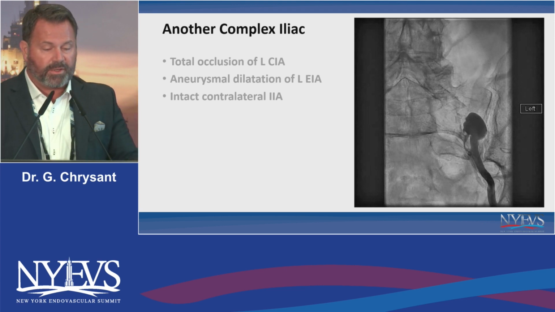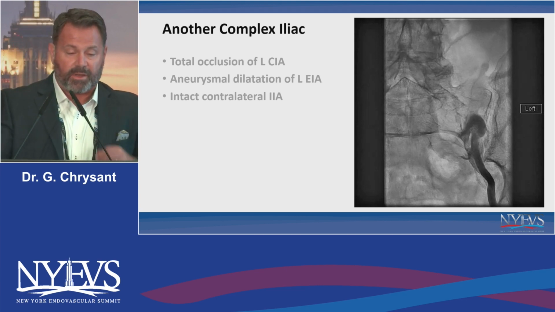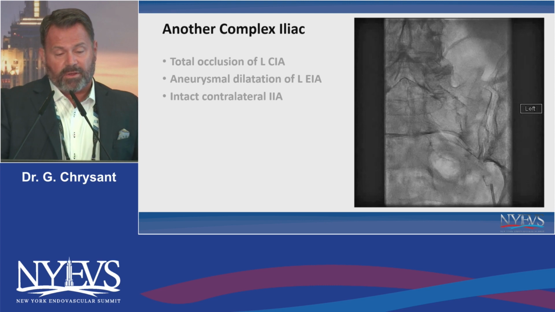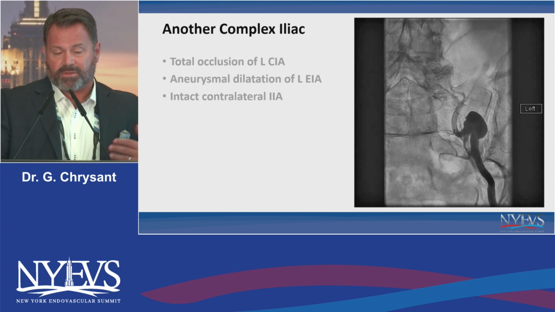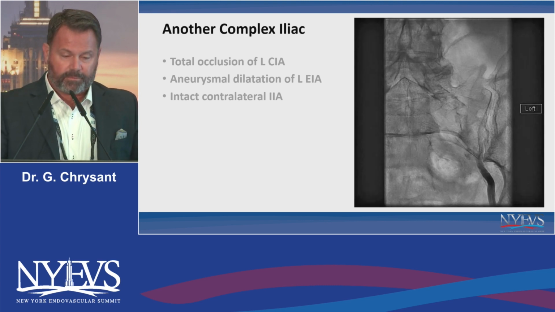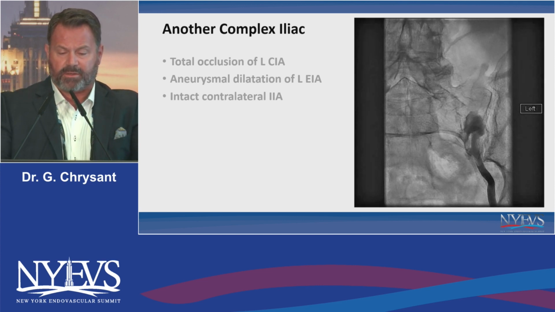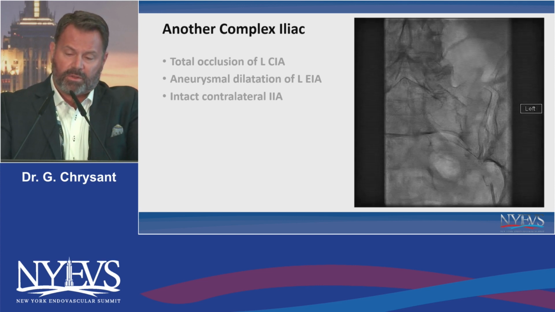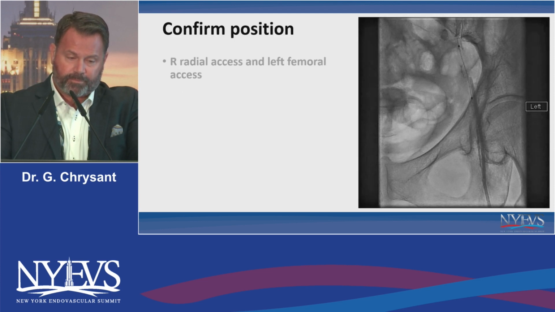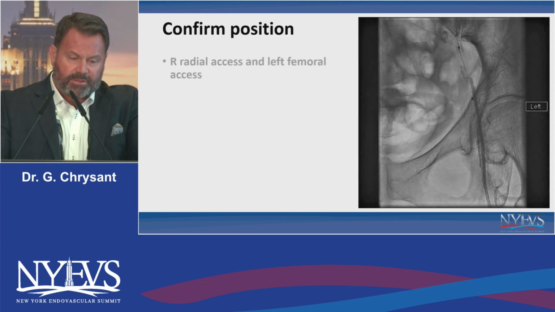Now, this particular case is a little more complicated because you not only have the occlusion of the left common iliac, but you also have an aneurysm in the external. The internal iliac artery is not doing a lot on the left side. It's intact on the other side, and that will also become important. So in this instance, right radial access, left femoral access, crossed from above.